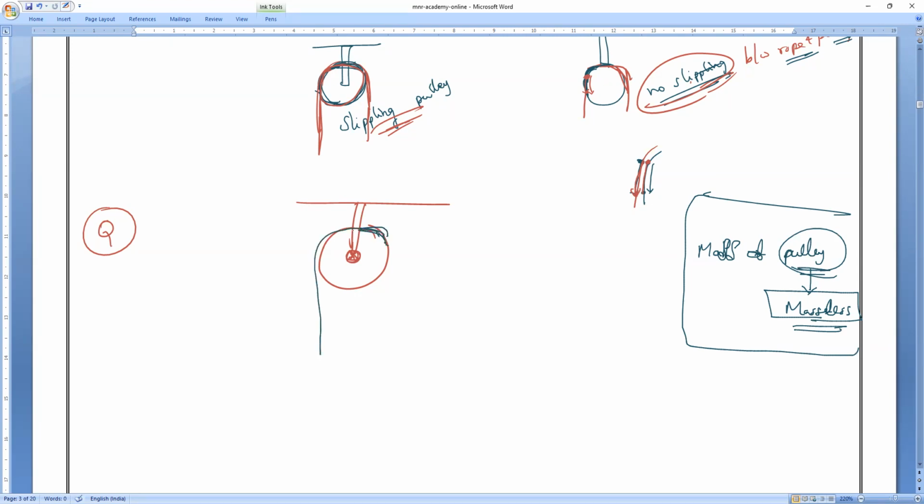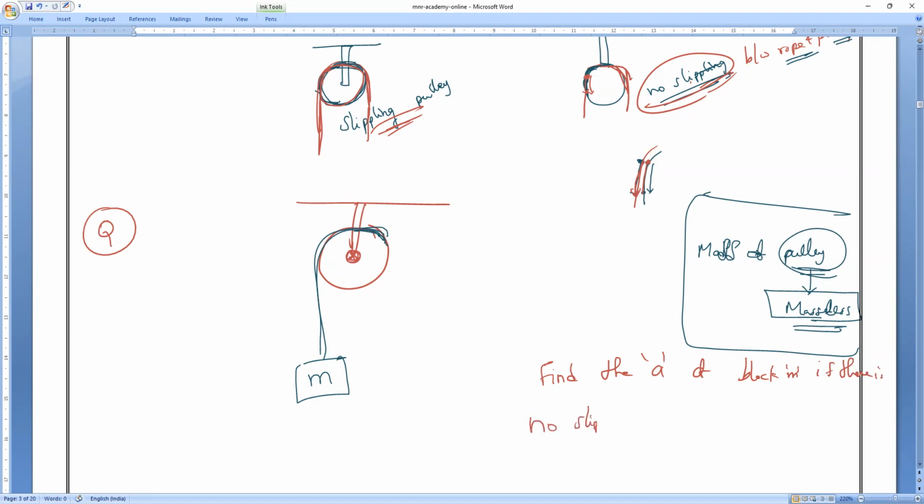Where just one mass has been attached, M mass is attached here. Now, you all observe very carefully and tell me the question: find the acceleration of block M, if there is no slipping.